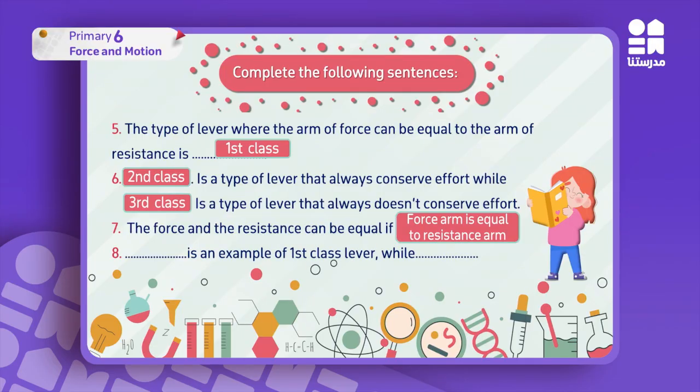Question number 8. Space is an example of first class lever, while space is an example of second class lever. أي example للfirst class lever the easier one is scissors. okay? طيب second class lever خلاص حفظناها some. النut cracker. Nut cracker because it saves effort. okay?